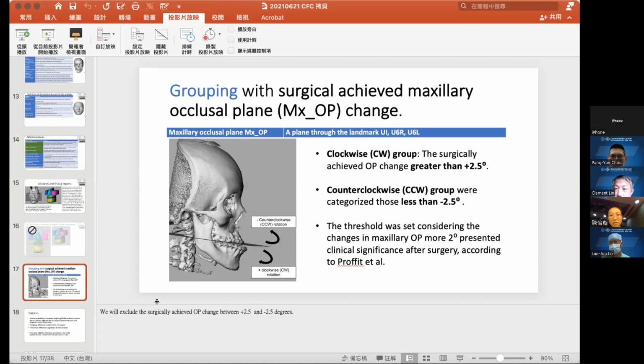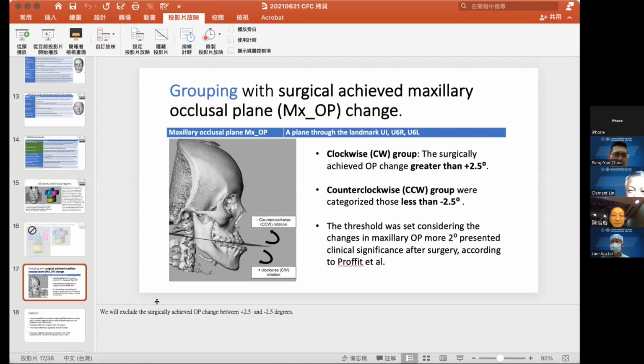And as far as we researched the maxillary pitch, we didn't see any literature showing a clear cut point over maxillary pitch. So we didn't use maxillary pitch as a grouping definition for the clockwise and counterclockwise groups. Okay. Thank you.